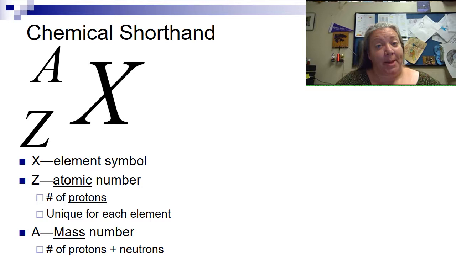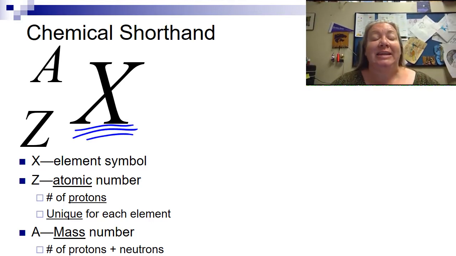Now, to help us figure out how many protons, neutrons, and electrons an atom has, we've come up with what's called a chemical shorthand, and that's what you see on your screen. The X is going to be what element it is that we're looking at. So let's do an example.